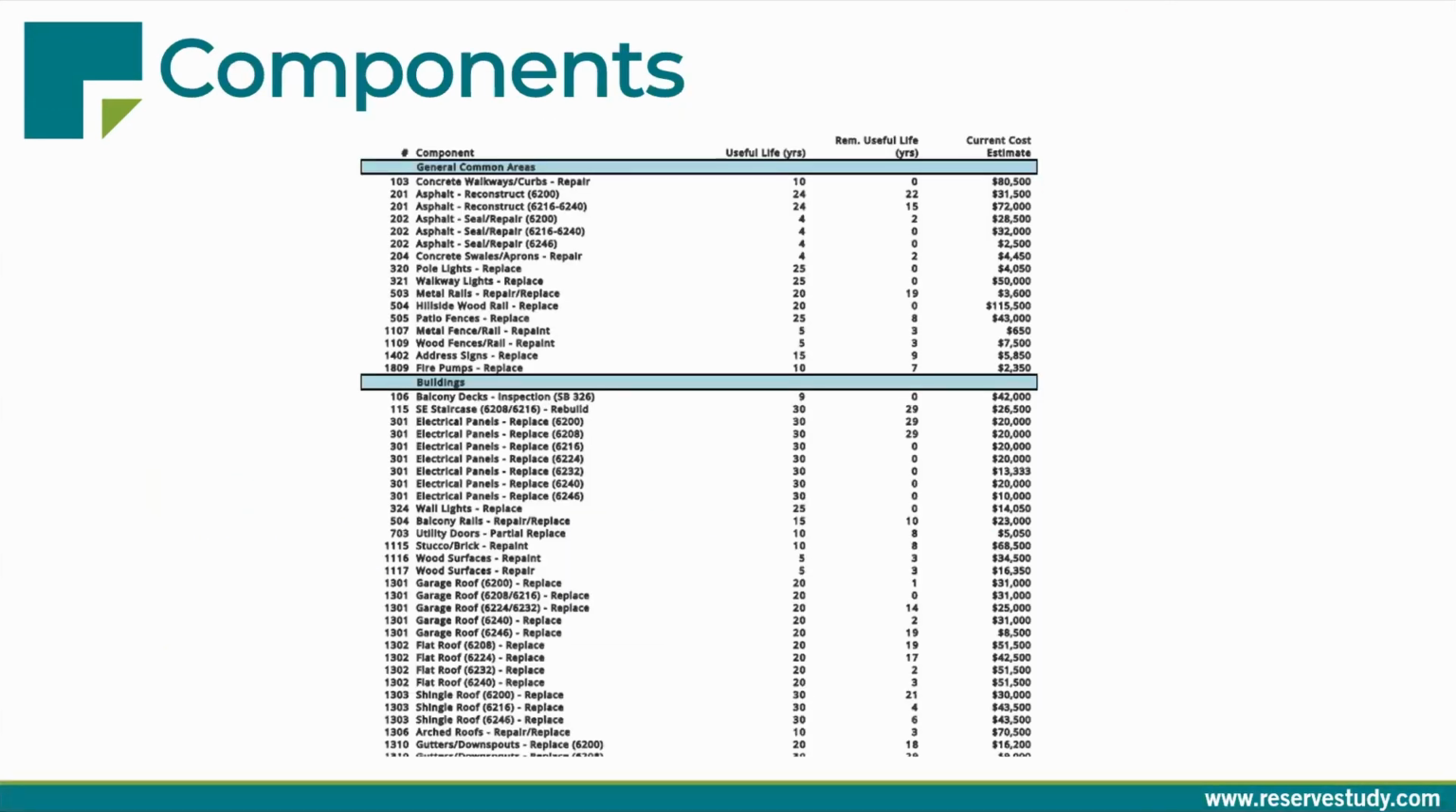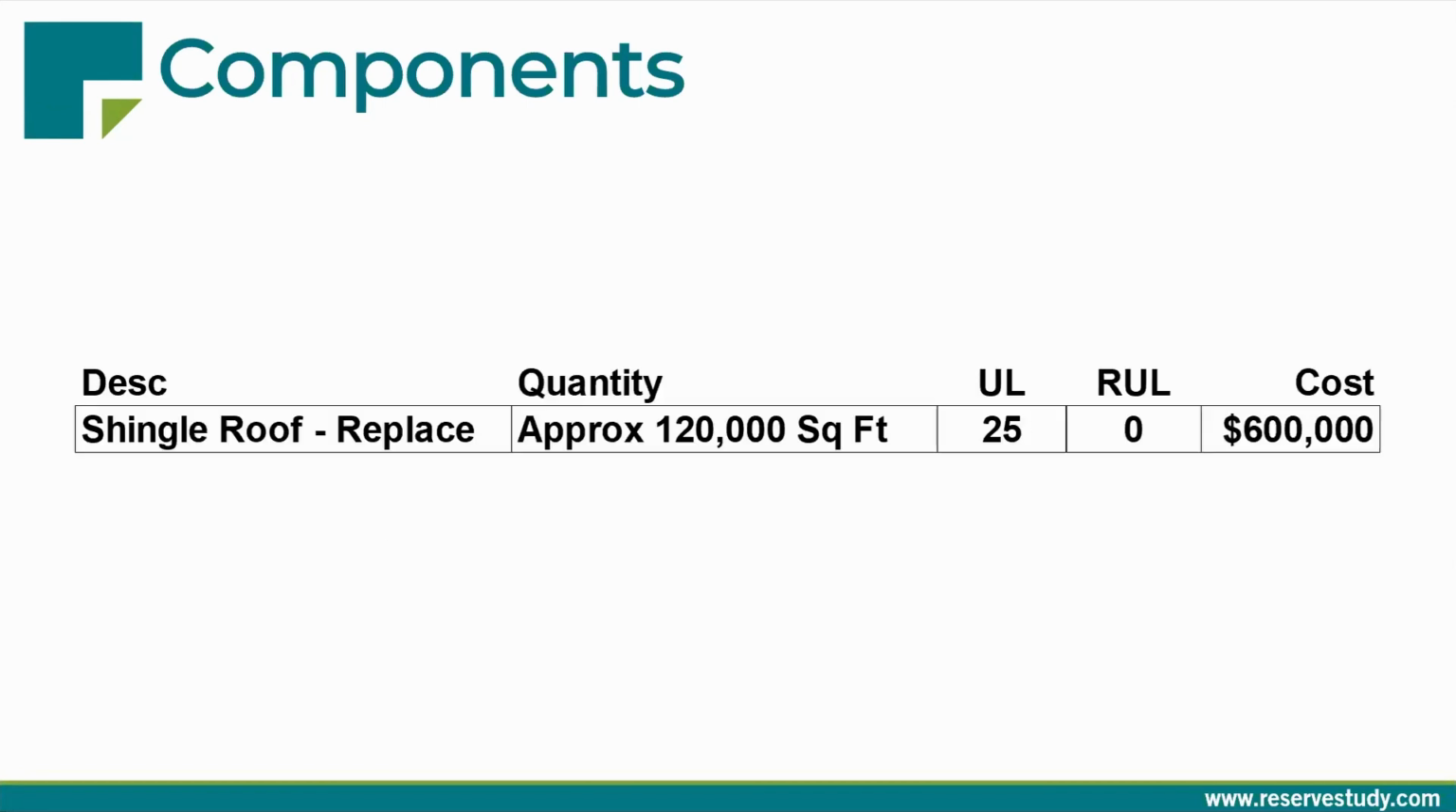It's longer than I can actually show on screen, and I really don't want you to try to read it. Just a long list with components, useful life, remaining useful life, and replacement cost. Your component list may similarly be a long list, but I'm going to take a moment and focus on just one component, and that's the roof project. This is the roofing component in this reserve study. And as you can see, it's for the townhome's roof, all of the roof, all 120,000 square feet of it.